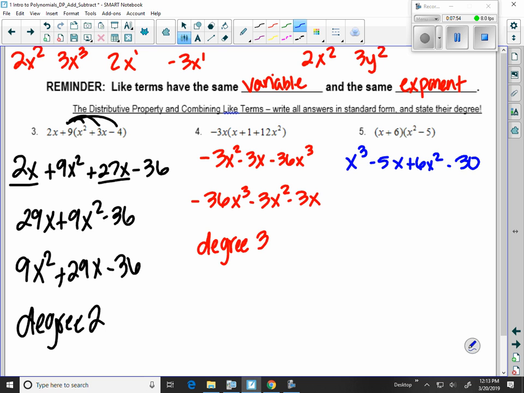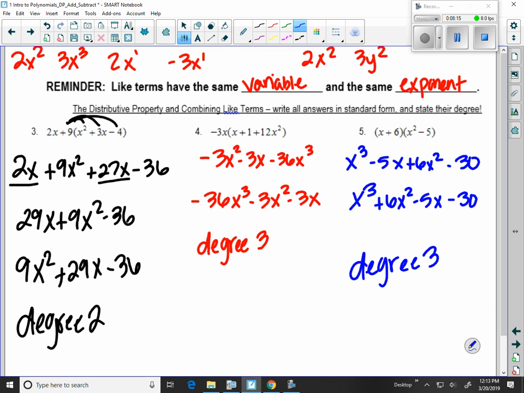Do I have any like terms? No. Is it in descending standard form? No. I need to get there. So I'd have x cubed plus 6x squared minus 5x minus 30. What's my degree?